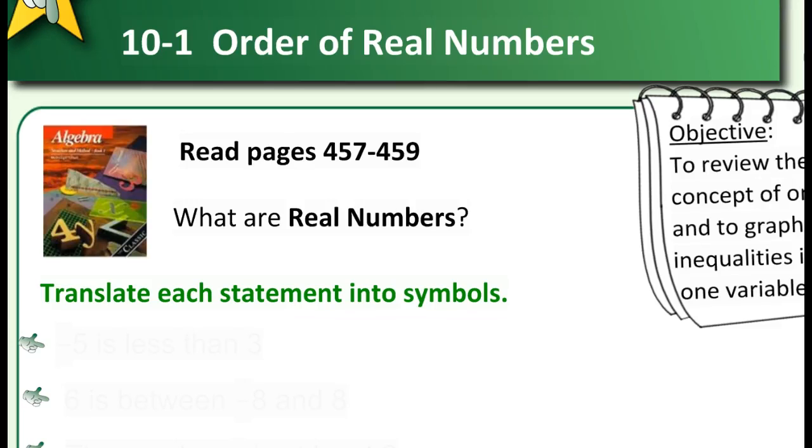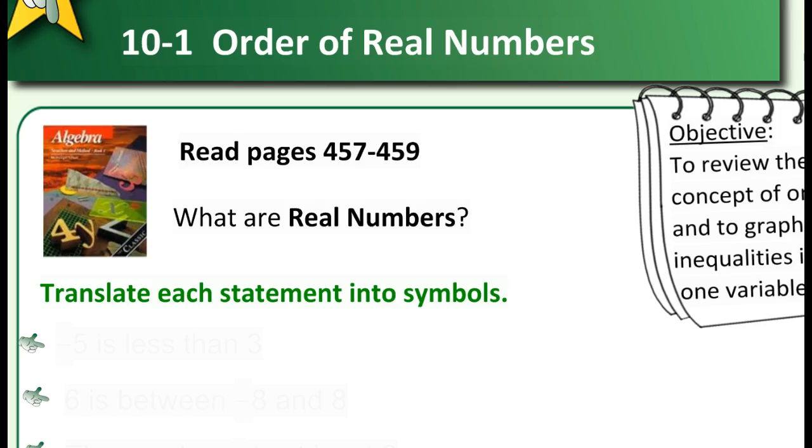Class. Today we're going to start chapter 10 and we're going to look at this idea of order of real numbers. Now, what are real numbers? Well, if we go back and talk about the definition, real numbers are a combination of all the number systems. So basically, a real number is any number, whether it's rational, irrational, or integers.